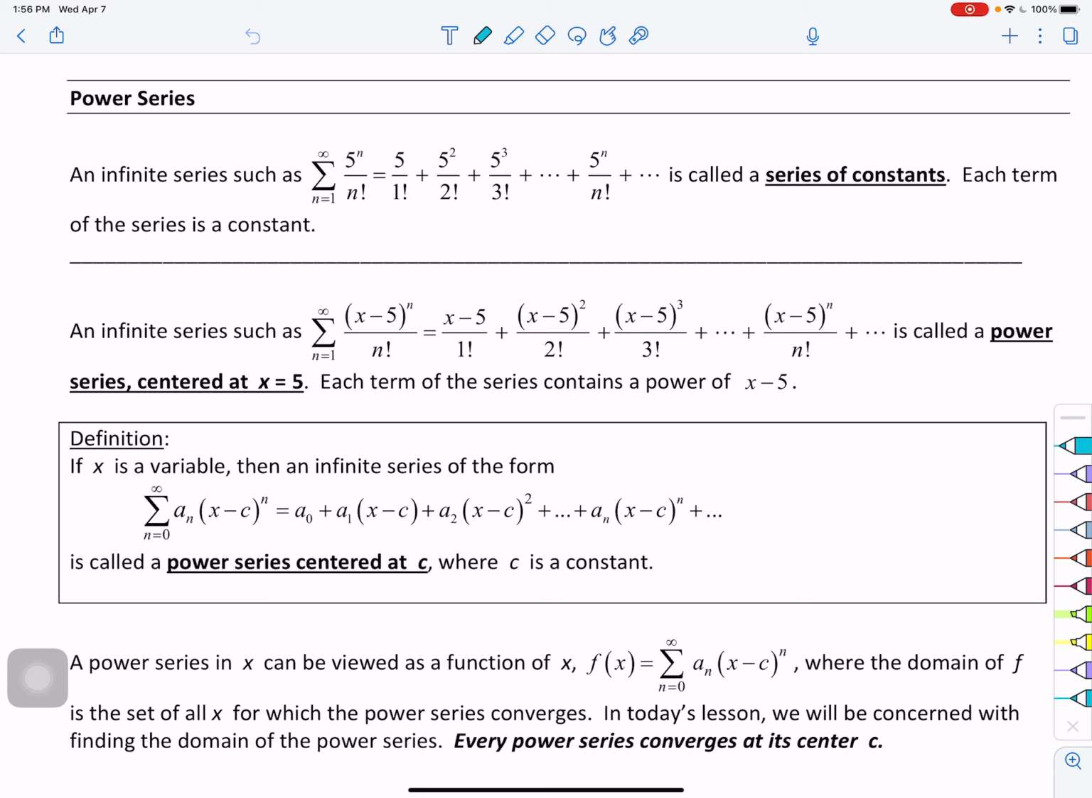Okay, this is Unit 10B, Part 2, and we will be learning about power series today. So let's just jump right on in. So let's see what we have here.